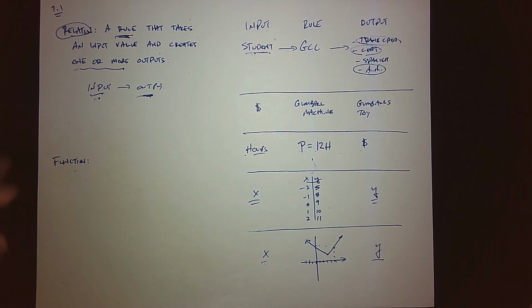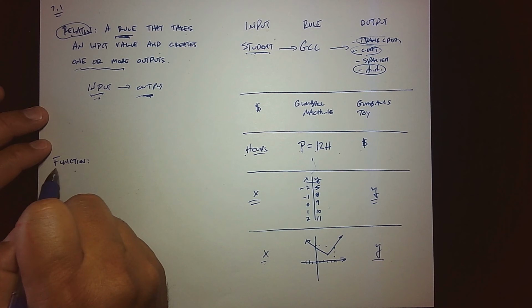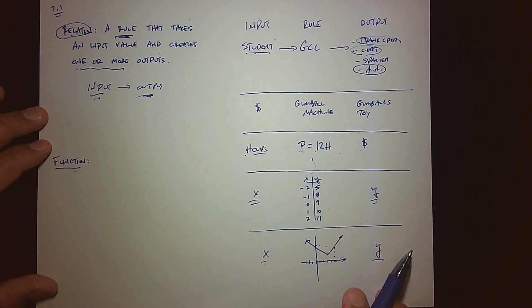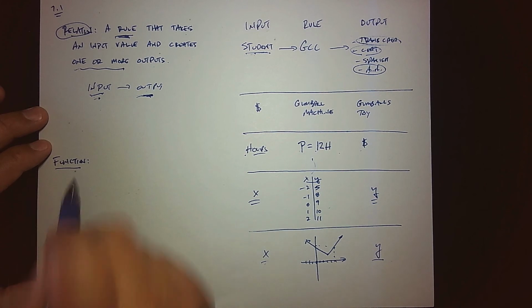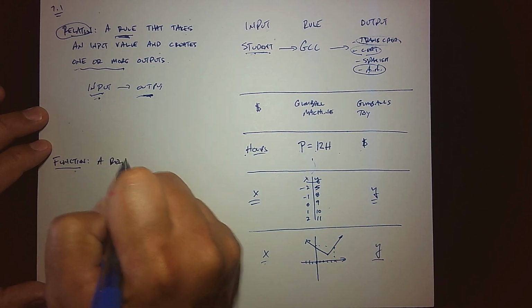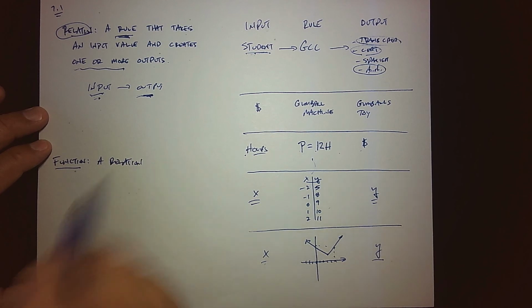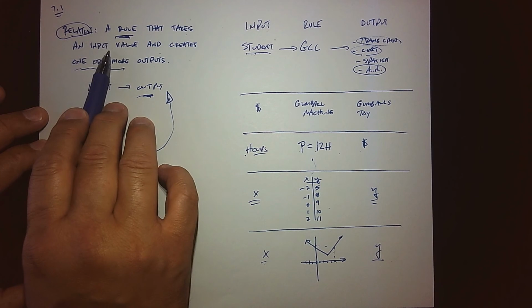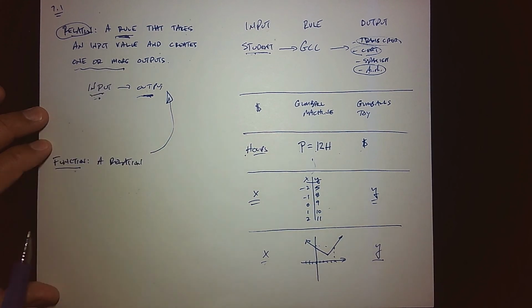Classic relation. So building onto that, we have this concept called a function. A very important idea in mathematics. Now what a function is, the first thing I have to tell you, a function is a relation. So what I'm basically telling you, it does this. It's a rule that takes an input and creates one or more outputs.